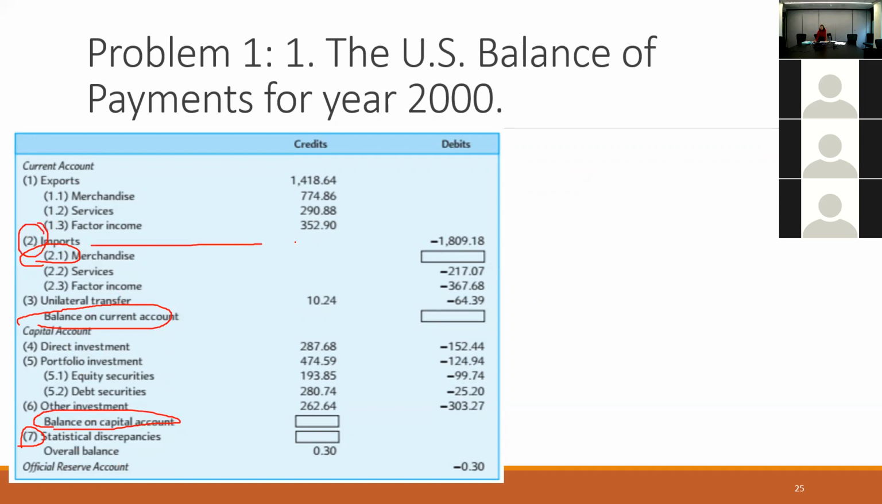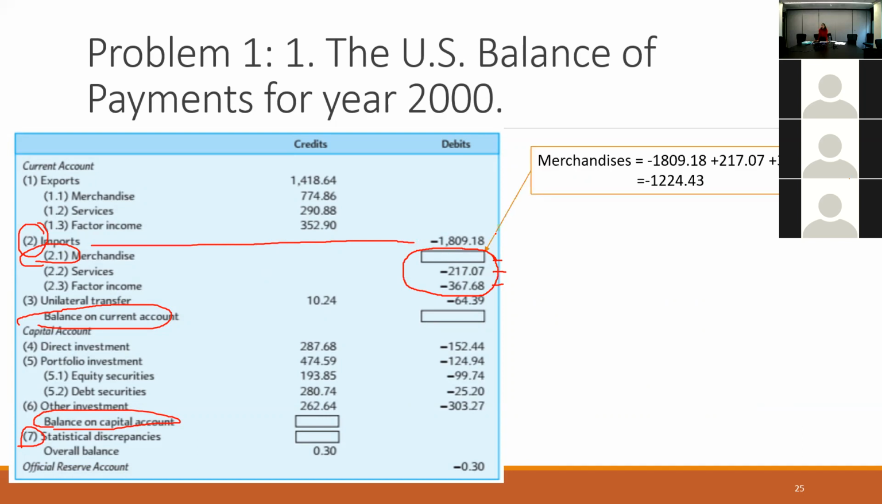The number here in section 2 is the cumulative sum of all the subcategories under section 2, right? So this figure, minus 1,800 something, is the sum of the 3 figures here that we see. So if we want to work out the value of merchandise, it's simply the difference between the whole sum, negative 1,800, and the 2 small subcategories under section 2, right?